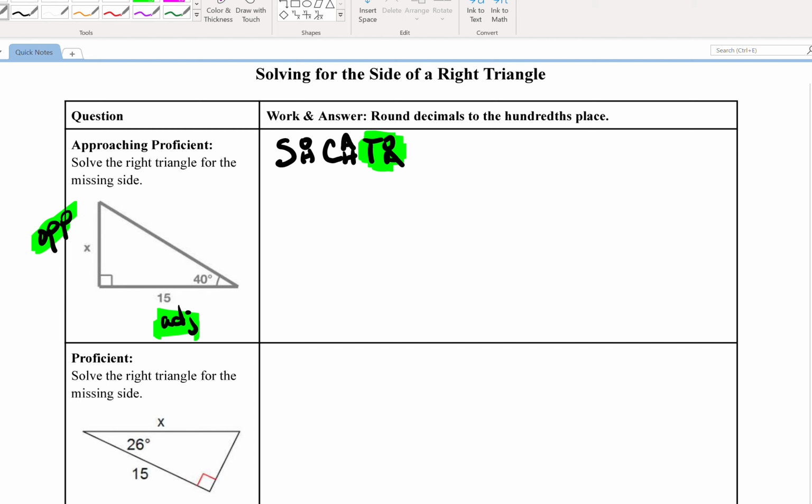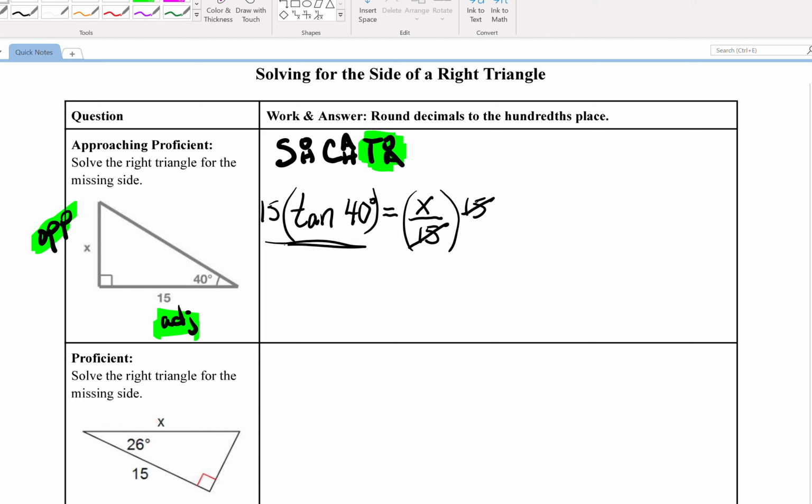So what we're going to do is write the tangent of 40 degrees is equal to the opposite, which is X, over the adjacent, which is 15. And our goal is to get X alone. Since X is being divided by 15, we're going to multiply both sides of this equation by 15. And so that's going to cancel and leave X alone.